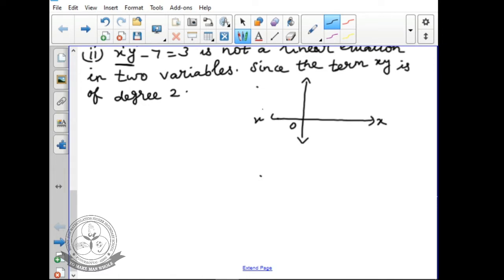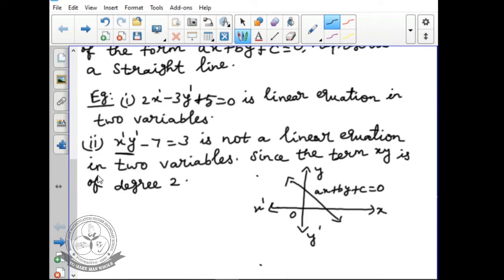x, x dash, y, y dash, ax plus by plus c equal to 0. Okay, this is a linear equation of two variables, which represents a straight line. That's all. Next we are going to see the next one.